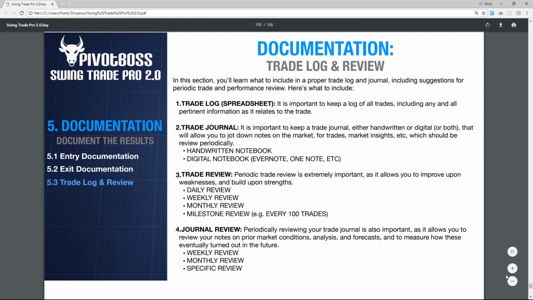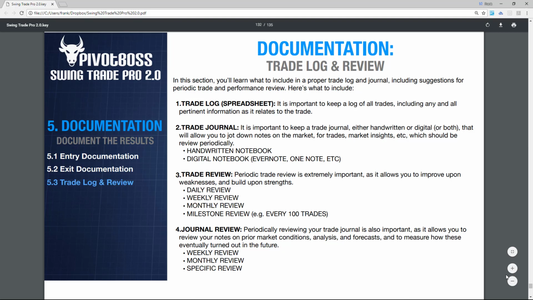Now let's talk about trade log and review. You have your entry documentation, you have your exit documentation, which involves taking screenshots and jotting a few notes on the chart and then filing it away for later. In this section, you'll learn what to include in a proper trade log and journal, including suggestions for periodic trade and performance review. Here's what to include.